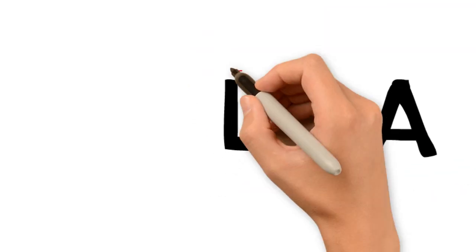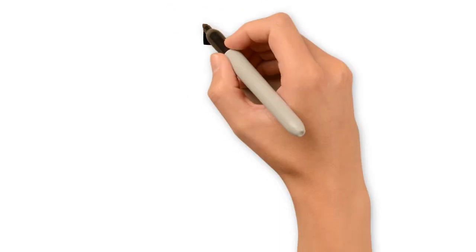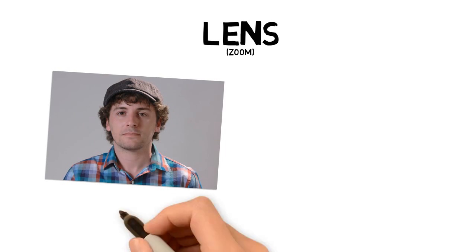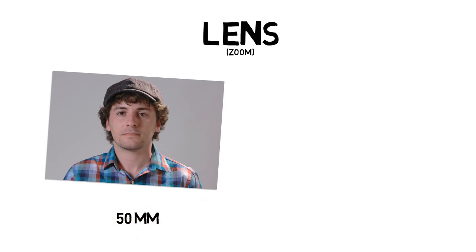Let's begin with L. L stands for lens. Depending on the camera that you are using, you may want to refer to the lens as zoom. Let's take a look at these images. In the first picture, we are using a 50mm lens, which is a long lens. If you're using a zoom, this would be zooming in.